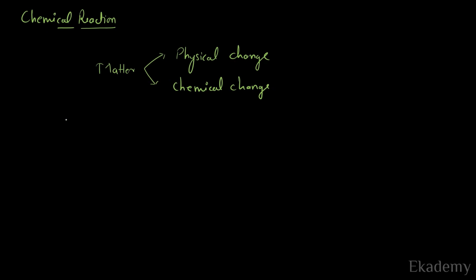Before understanding this concept, we all should know that every matter undergoes two types of change. We already know this from our previous classes that every matter undergoes two types of change. First type is physical change, and the second type of change that matter undergoes is chemical change. We all know this thing. So let us see one example here.